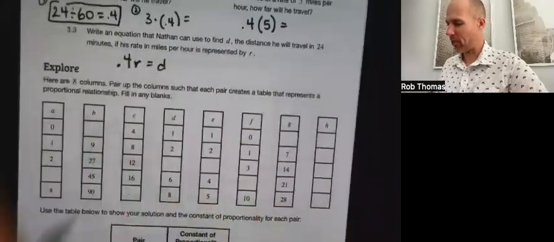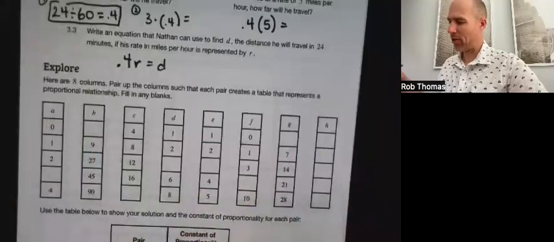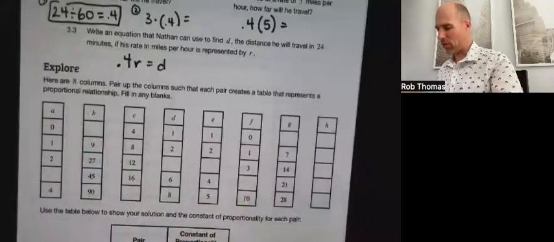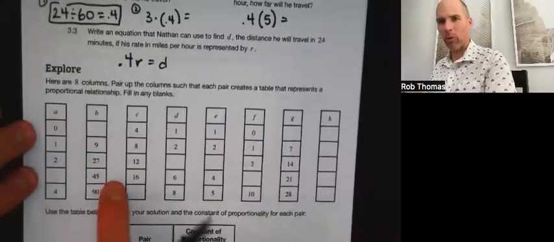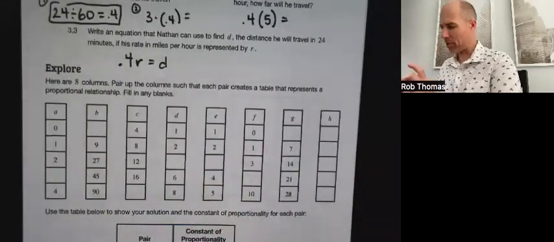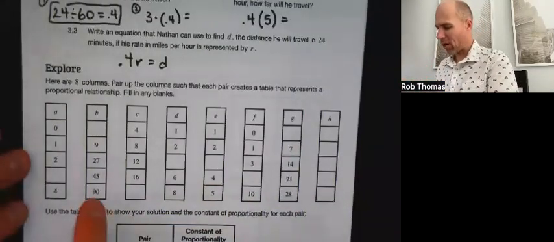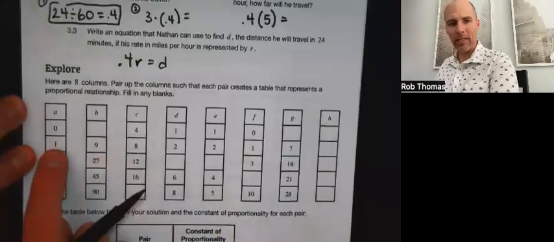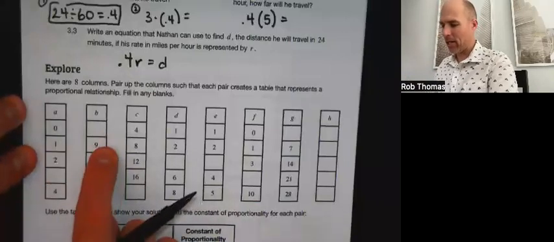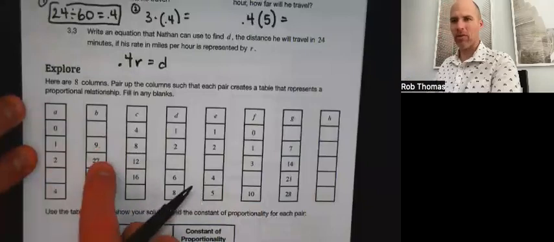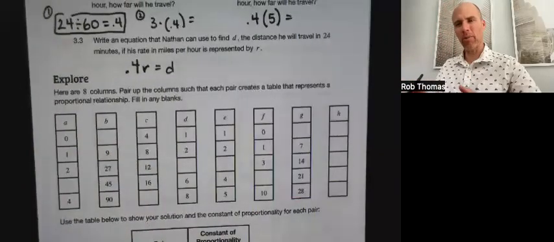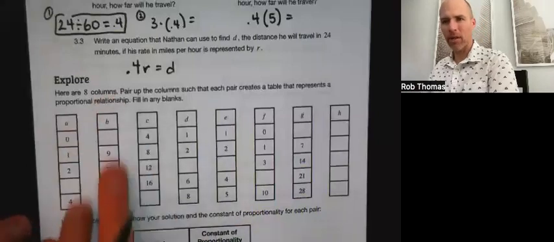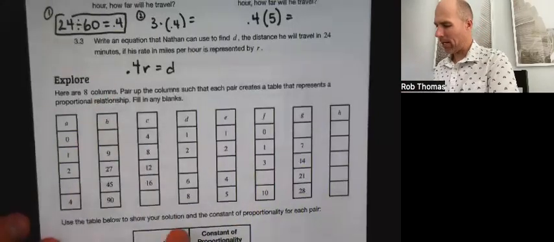What does it say? Here are 8 columns. Pair up the columns such that each pair creates a table that represents a proportional relationship. Okay, so we want to make pairs so that they're proportional. All right, so I look at A and B. A and B can't be a pair because 1 times 9 is 9, but 2 times 9 is not 27. So there's no constant ratio between those columns, so it can't be that.